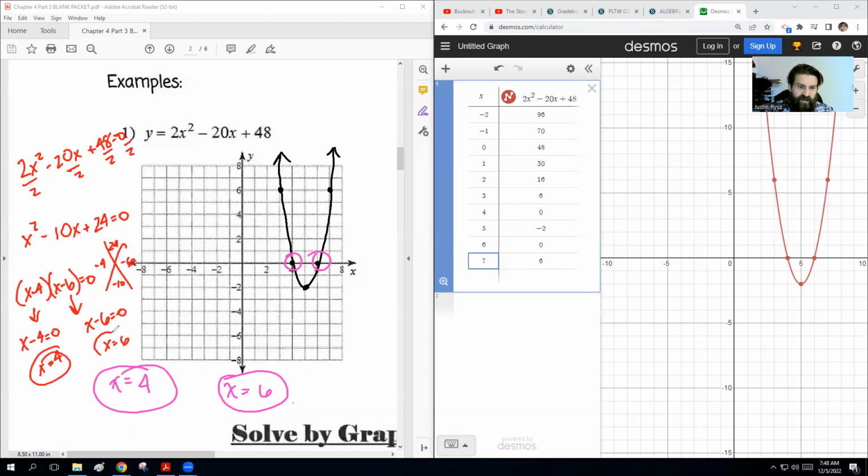So you can see here, solving by graphing gives us the exact same answer. But because we can use graphing calculators, we can actually get the answers a whole lot quicker.